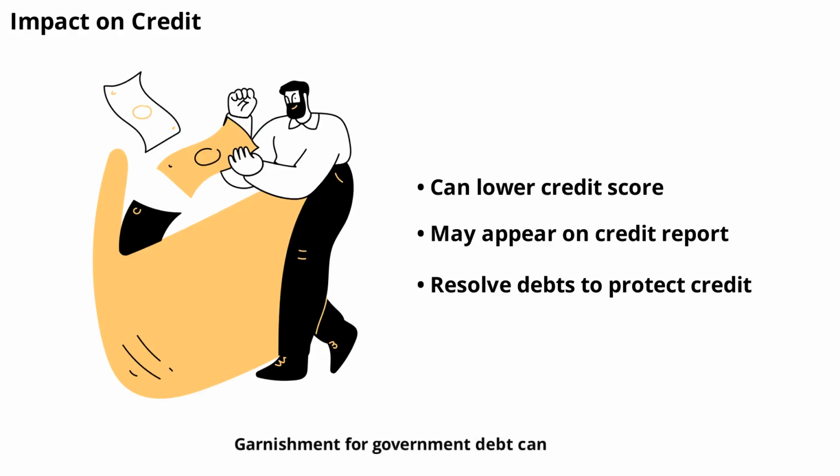Garnishment for government debt can negatively affect your credit score. If the debt is reported to credit bureaus, it may appear as a collection account or public record, lowering your score and making it harder to get loans or credit cards. Some government debts, like federal student loans, have specific rules about credit reporting. Staying current on payments and resolving debts quickly can help protect your credit.